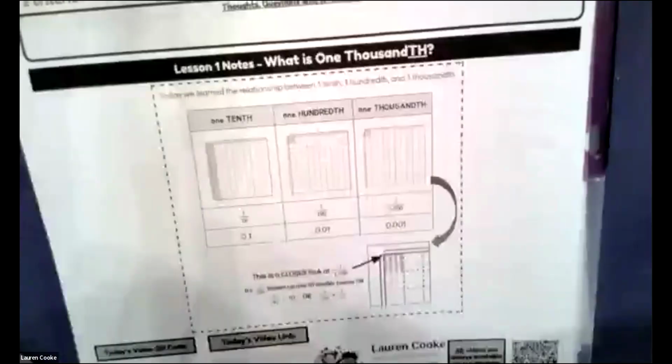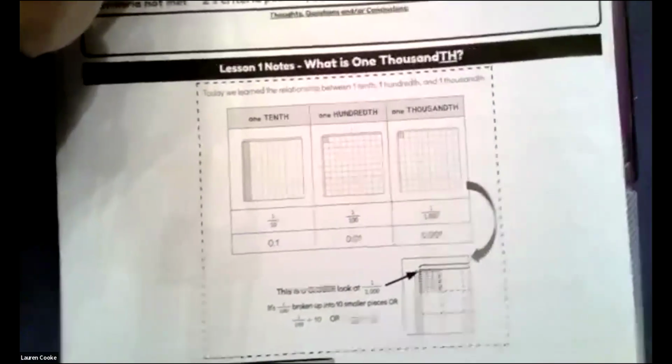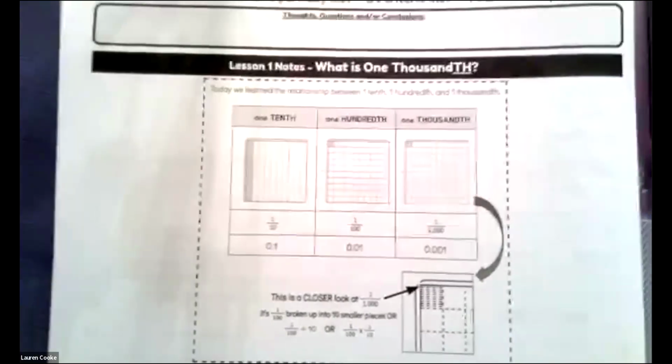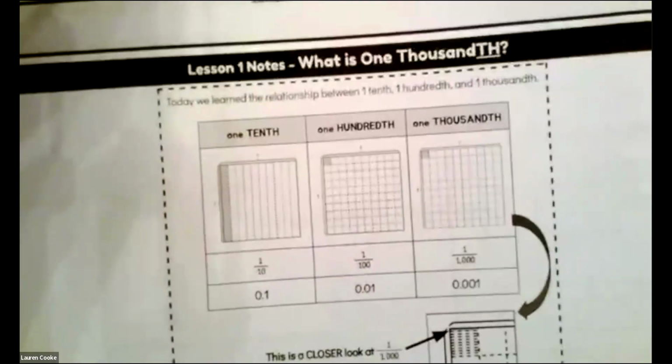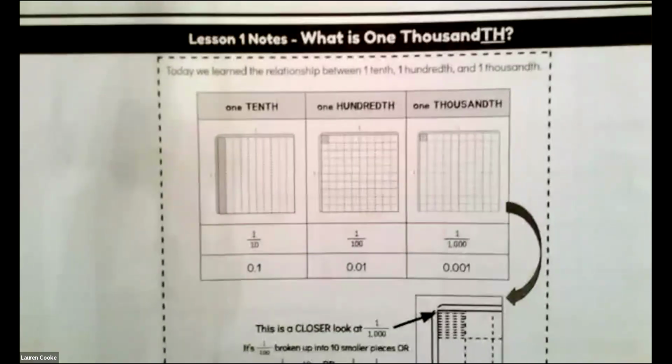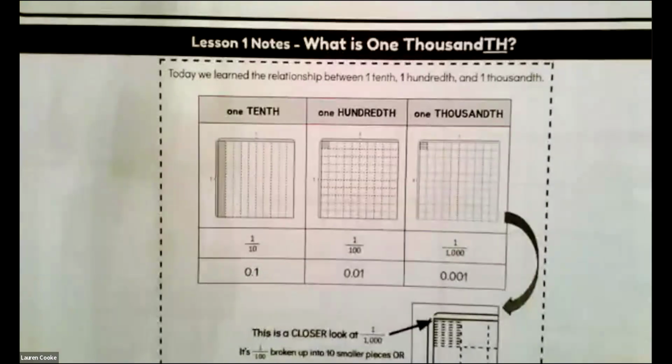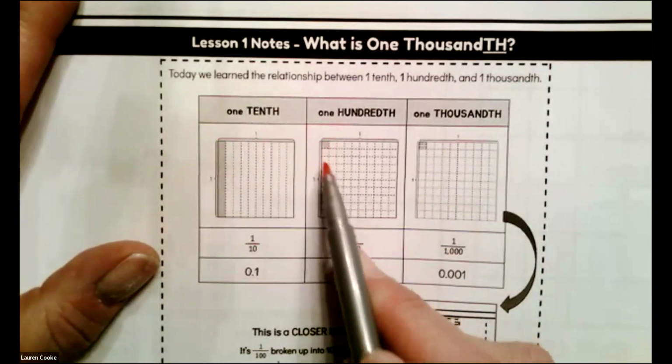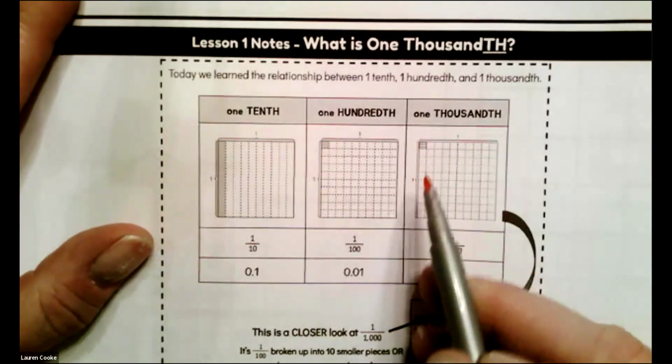All right. So if you could please look at the bottom notes here, I just want to point out what is happening here. Last week, we learned the relationship between 1/10th, 100th, and 1,000th. Here we have 1/10, and then we take a tenth and split it up into tenths, and then we took a hundredth and split it up into hundredths.